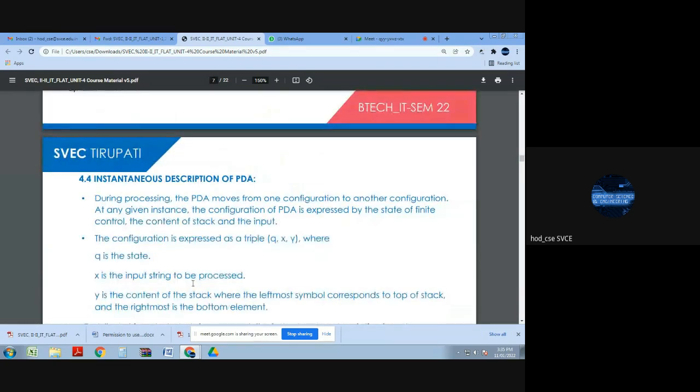So this is the instantaneous description of a PDA. With triples we represent the state, the input from the alphabet, the string to be processed, and Y is the remaining symbols presented on the stack.